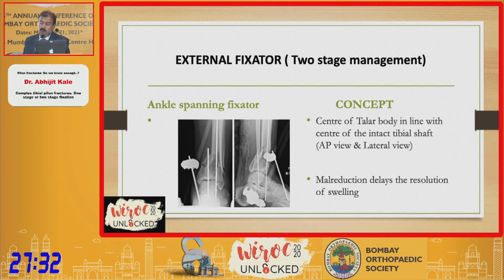Now, once you have put in an external fixator, it is important to assess the alignment of the ankle joint. One should try to draw a line from the center of the talar body, and it should pass through the intact tibial shaft, which is the proximal fragment. In this case, you can see that they are not coinciding, so this is not a well applied external fixator.